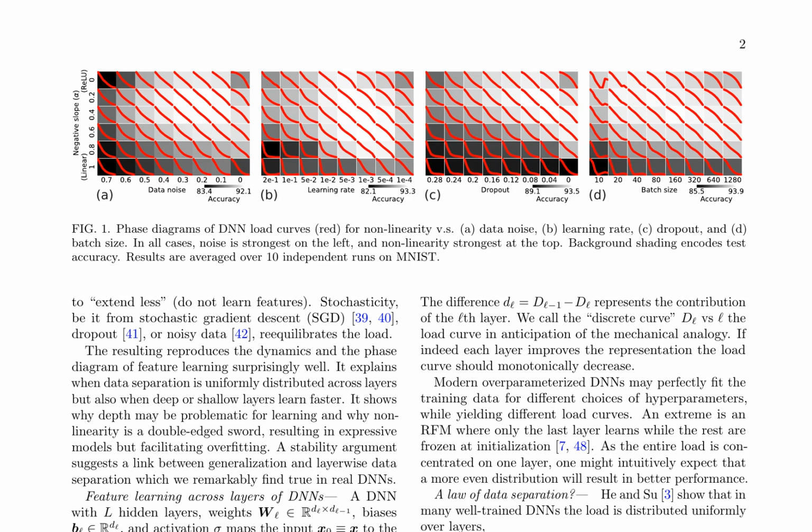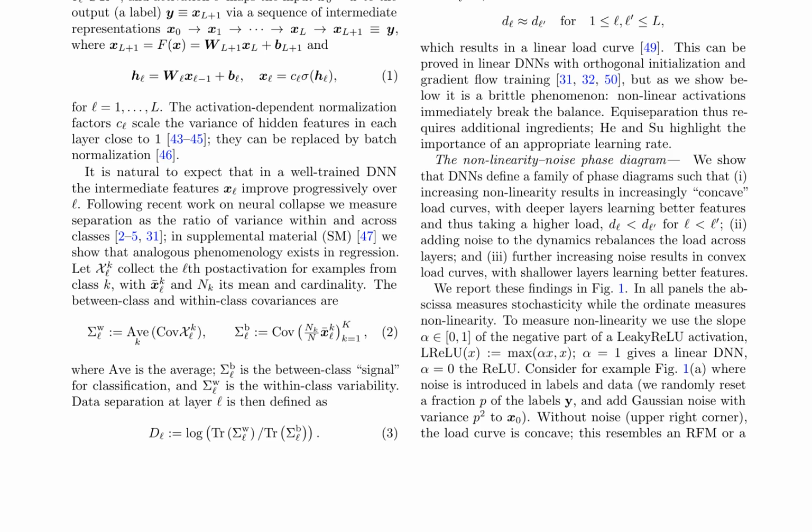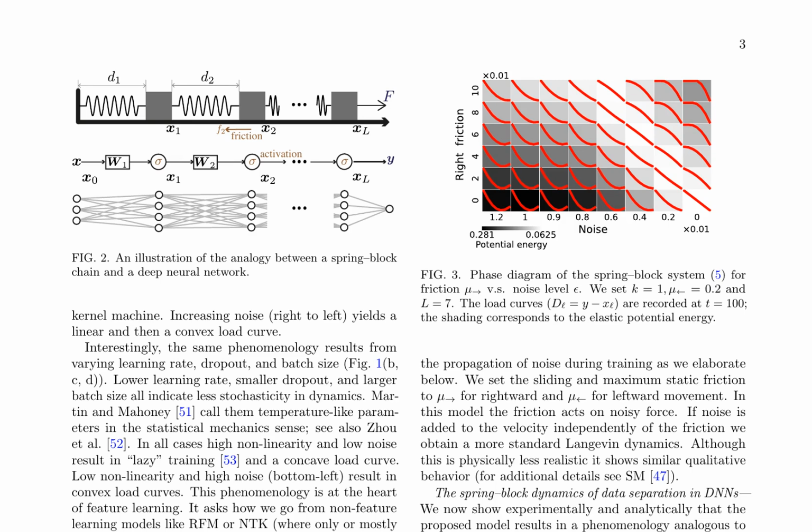The proposed spring block theory explains why some DNNs are lazy and some are active, and how the distribution of feature learning over layers relates to test accuracy. The phase diagrams are universal with respect to the source of stochasticity, including varying dropout rate, batch size, label noise, or learning rate. These findings significantly generalize recent work on neural collapse and the law of data separation, offering a clear intuition for why and how some DNNs exhibit non-uniform distributions of data separation over layers, and how this affects generalization.